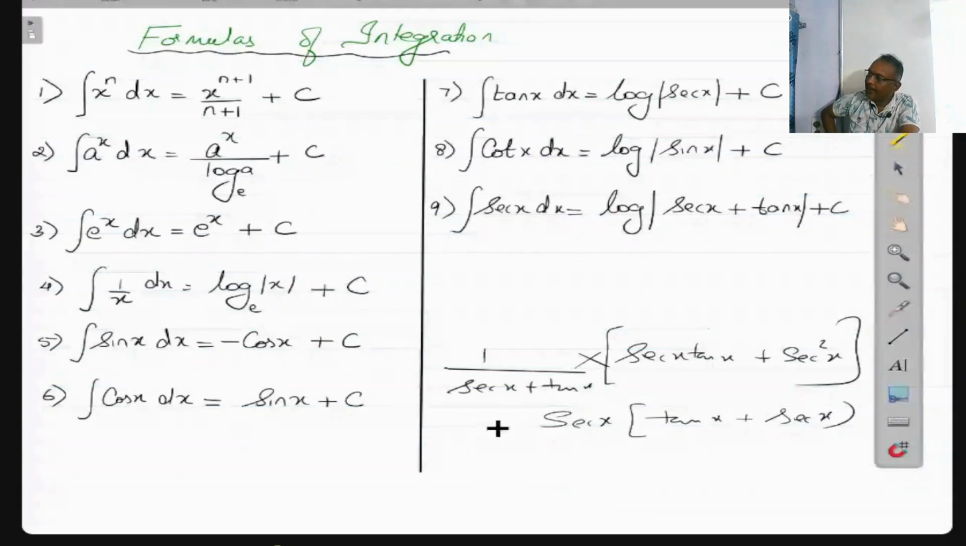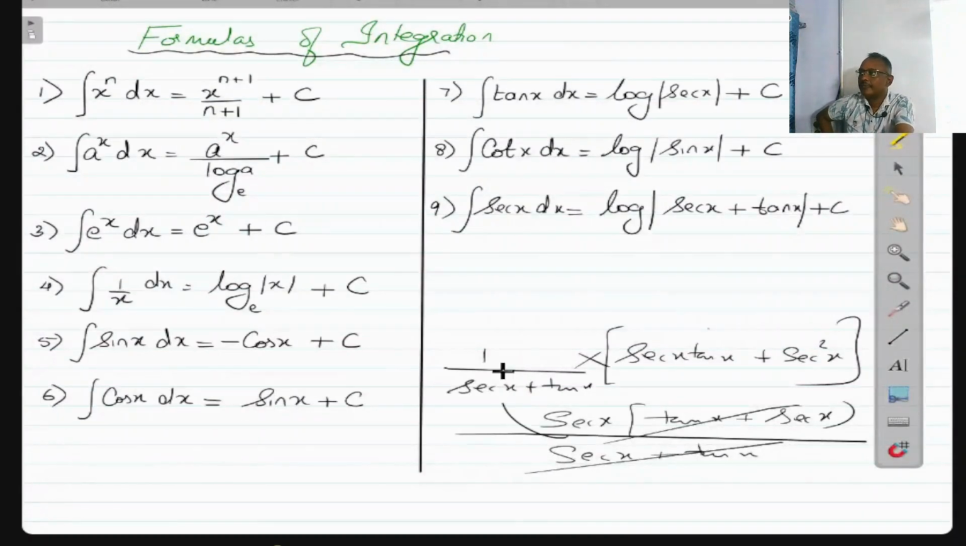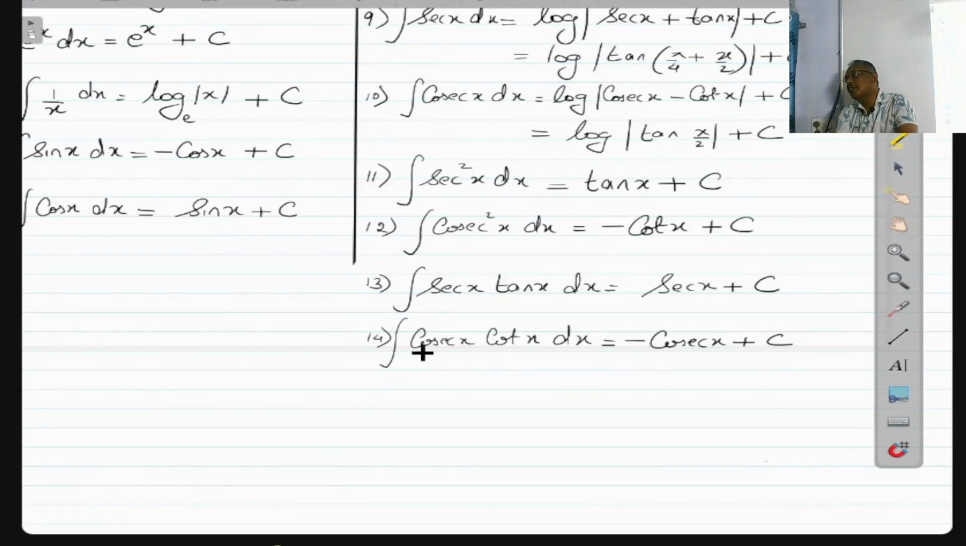The tan plus sec cancels with the denominator. What is left? Why, again a minus will make it a positive sign.